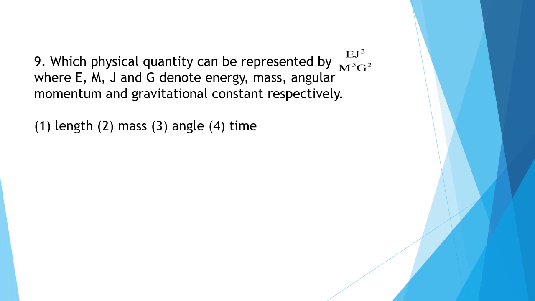Question 9. Which physical quantity can be represented by E j square by m to the power 5 g to the power 2, where E, m, j and g denote energy, mass, angular momentum and gravitational constant respectively. So for this you have to use dimensional analysis for each and replace each with the dimensional terms, and when you solve this you get 1, that is it is a dimensionless quantity. So the correct answer for this will be angle, that is option 3, as angle is also a dimensionless quantity.